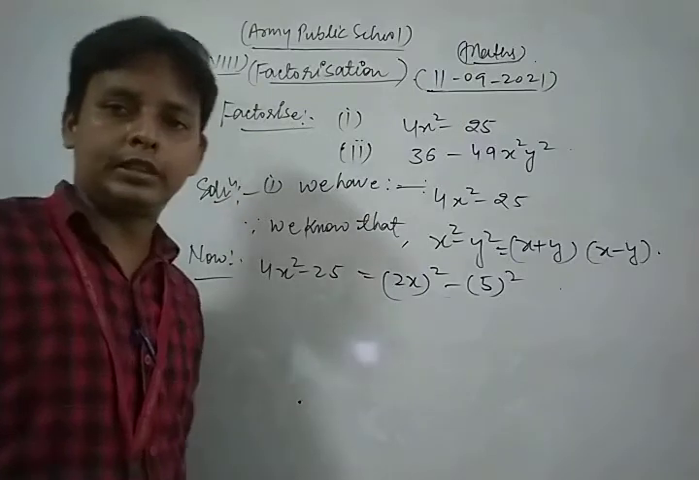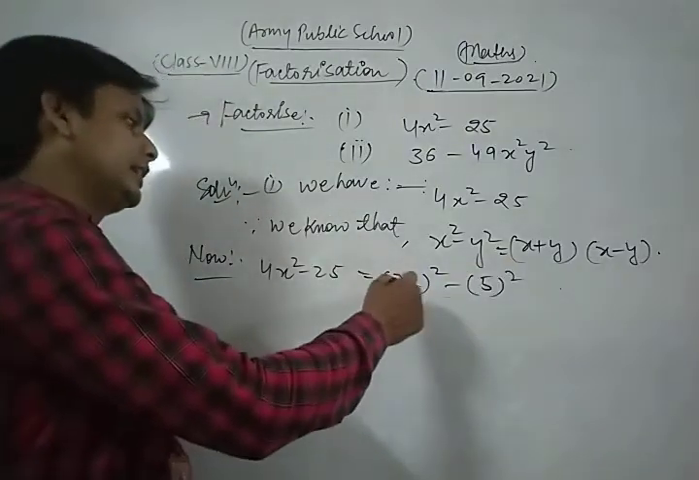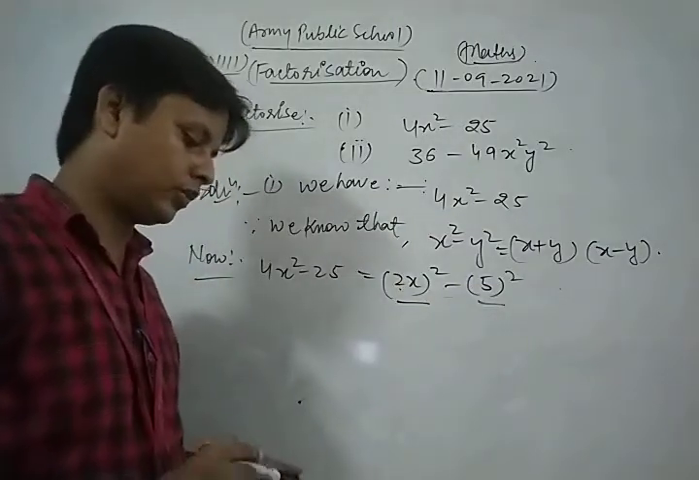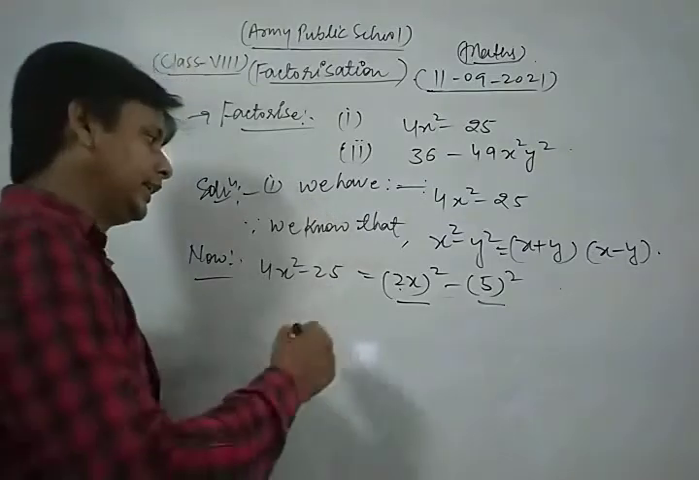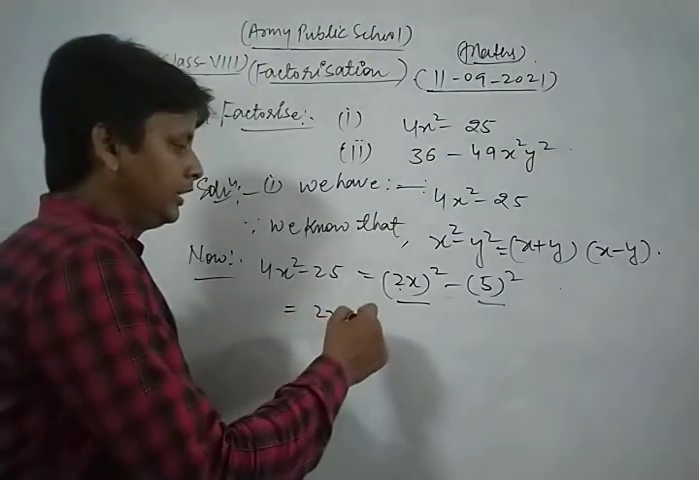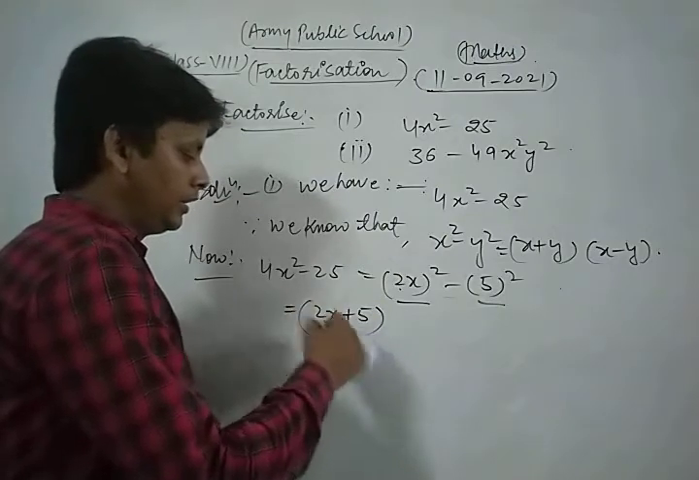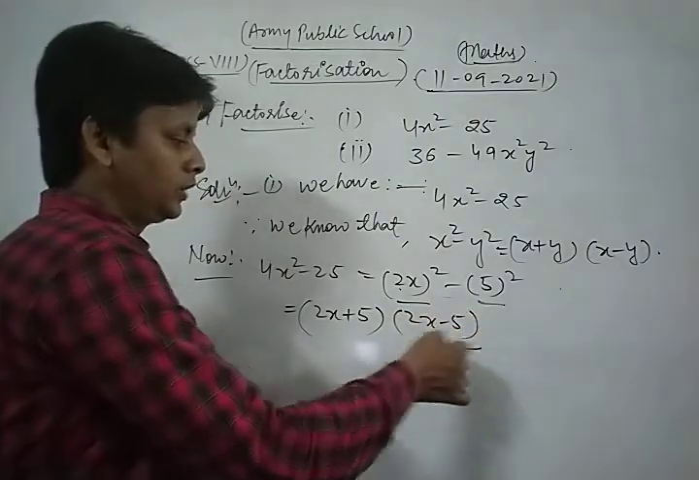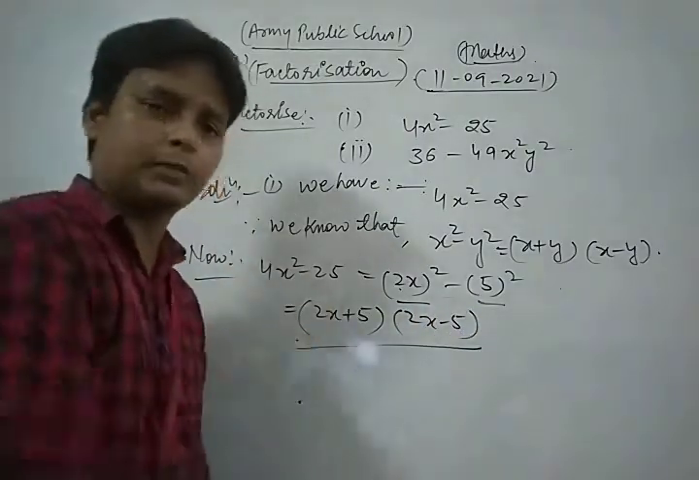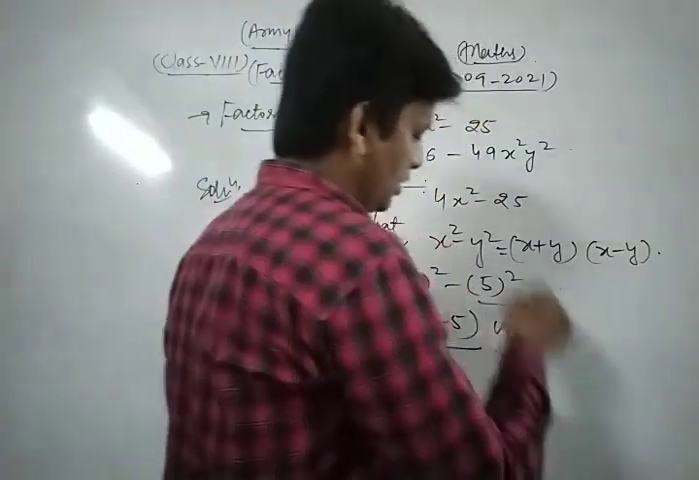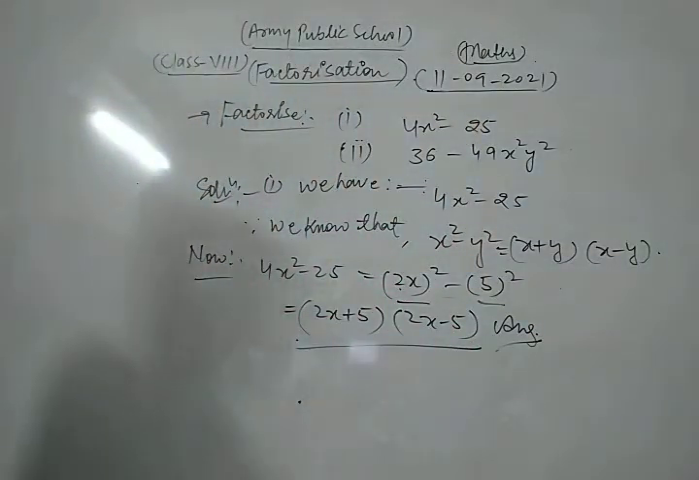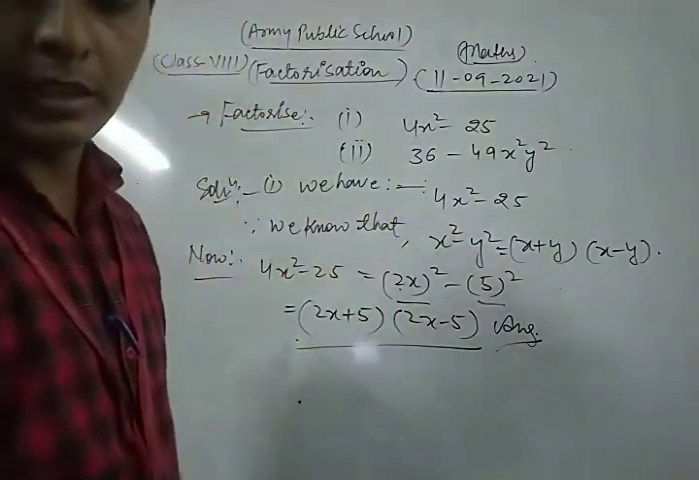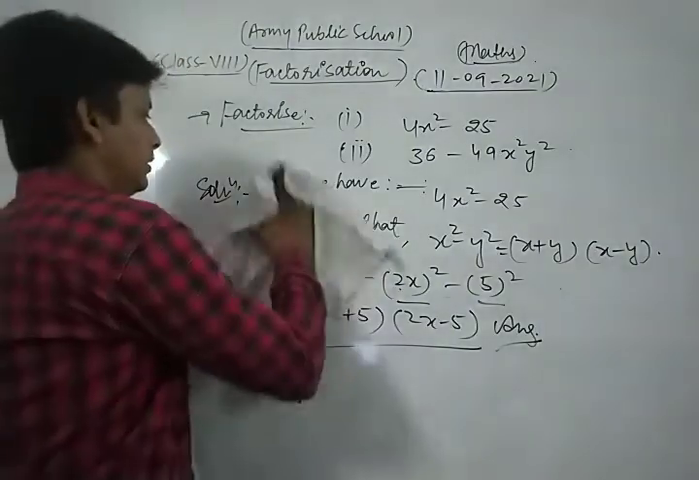Now, dear students, this is the question based on the identity a square minus b square. The value of a is what? 2x, and the value of b is what? 5. So we can write a plus b into a minus b, means 2x plus 5 into 2x minus 5. This is the required solution of the given question. So in this way, you can solve that type of question. Now we take and solve the next part of this question. Let's see.